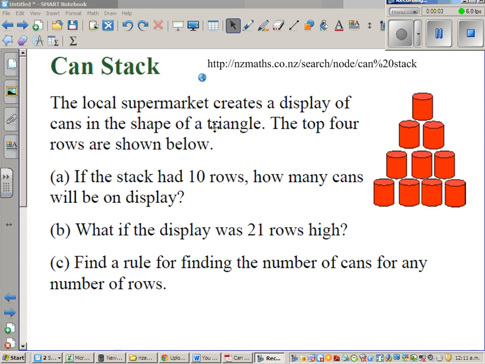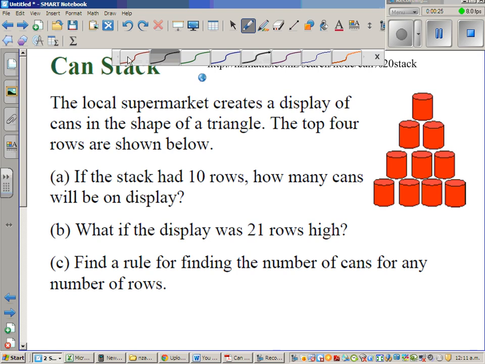Ken Stack. Now, this problem has been taken from a website called New Zealand Maths, and this is the address. You can go to this website. There are plenty of very neat examples of problem solving. So let's read this question. What does it say?